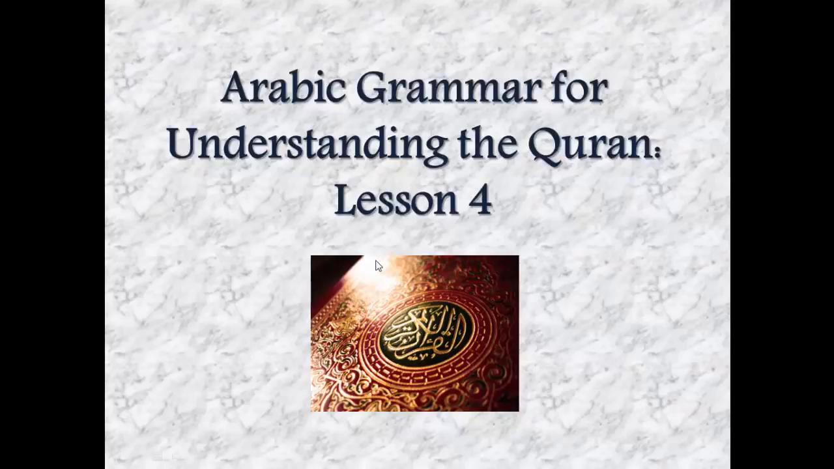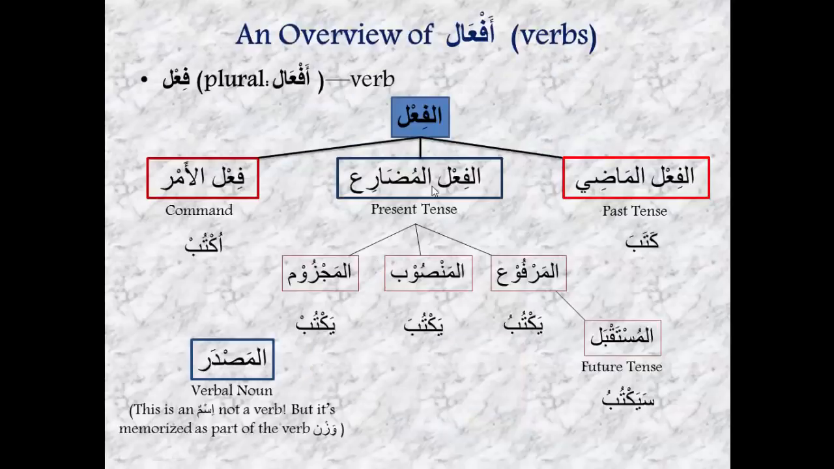Welcome to lesson number 4 of the video series Arabic Grammar for Understanding the Quran. Now, hopefully you recall that the conjugation of Arabic verbs can be broken down into 3 major classes. Number 1, we can have conjugation for the past tense, al-fi'l al-madi. 2, we can have conjugation for the present tense, al-fi'l al-mudari'. And last but not least, we can have conjugation for the command form, fi'l al-amr.